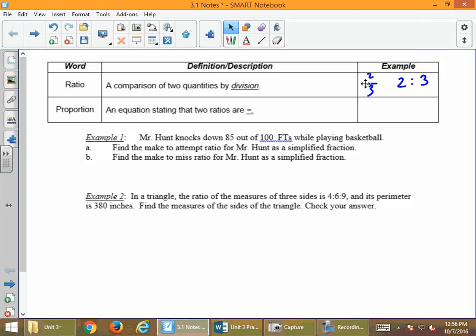A proportion is just two fractions or two ratios that equal each other. Might look something like this. X over 5 is equal to 6 over 7.